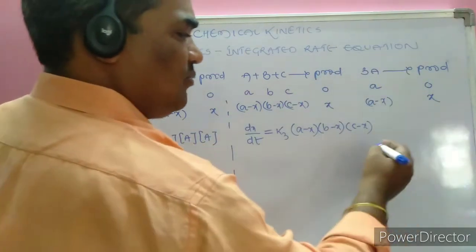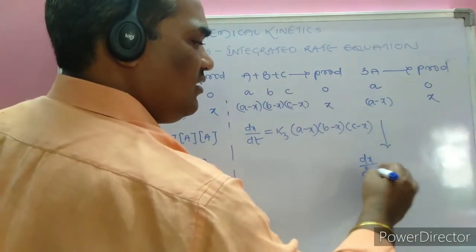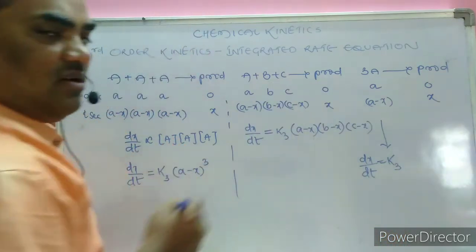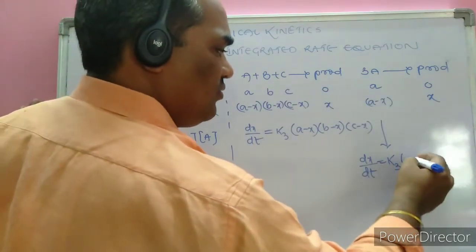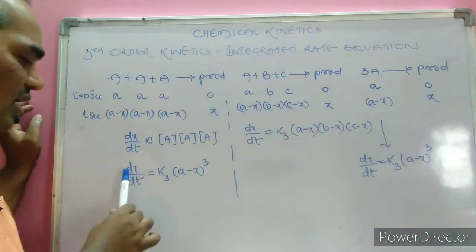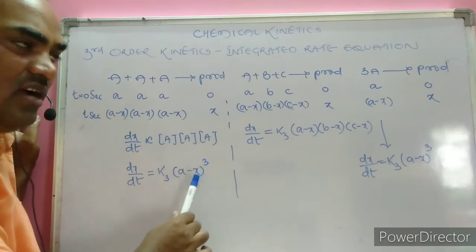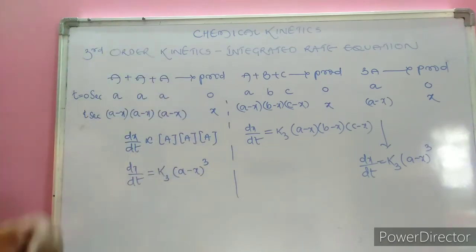Whereas for the third possibility, the rate expression is dx by dt equal to K3, the third order specific rate constant, into A minus x whole to the power of 3. This means that a reaction whose rate depends on the concentrations of three reactants is said to be third order kinetics.